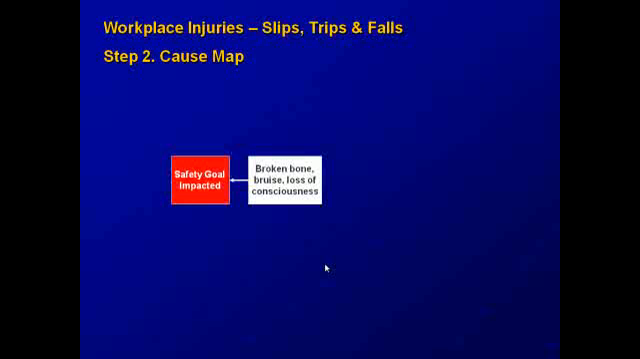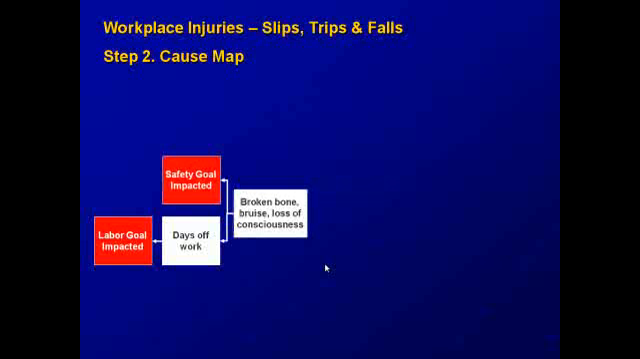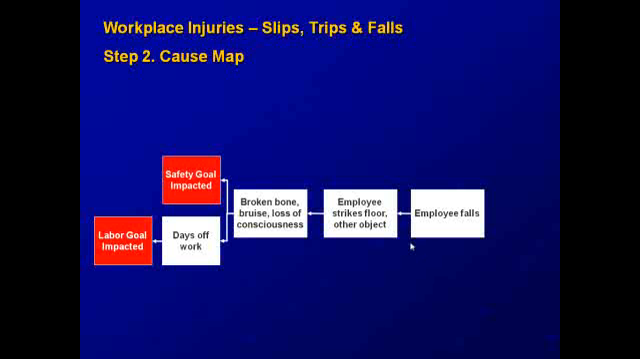We begin with the cause map. The safety goal is impacted because of broken bone, bruise, or loss of consciousness. These injuries also cause the impact to the labor goal, which is the potential for days off of work. Broken bone, bruise, loss of consciousness occurs from an employee striking the floor or another object as the result of that employee falling.